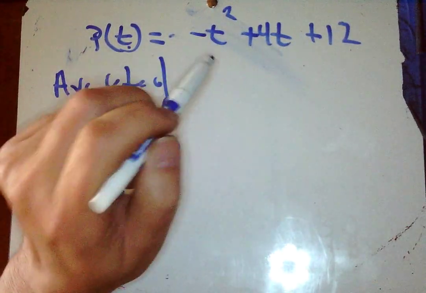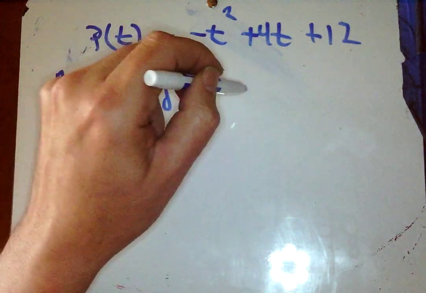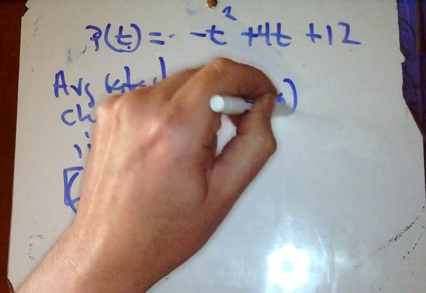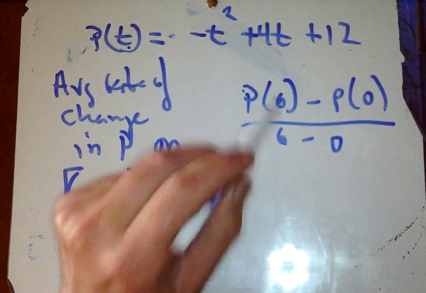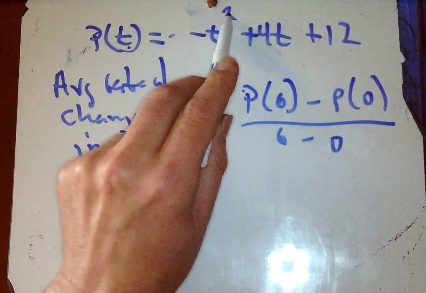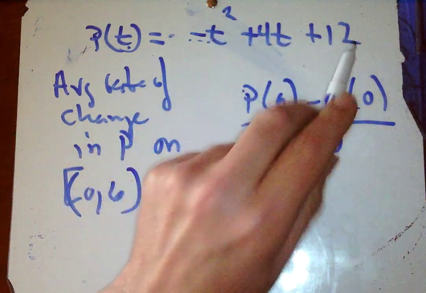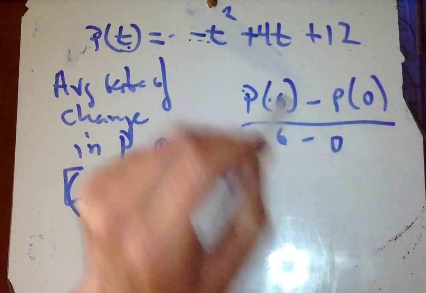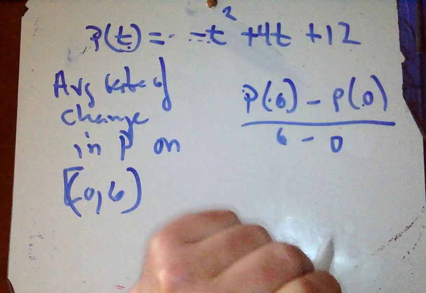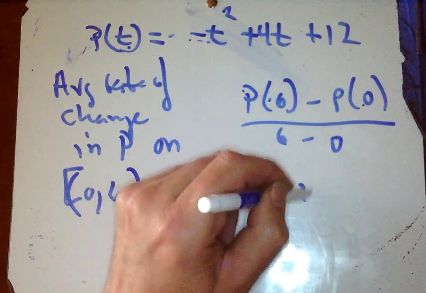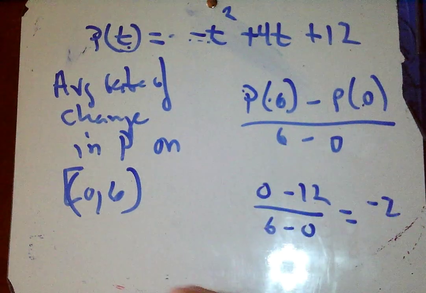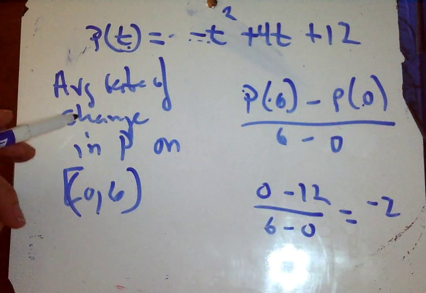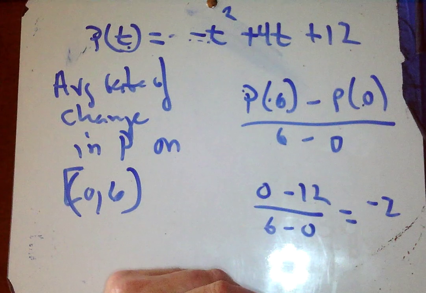The slope of the secant on this graph is going to be p of 6 minus p of 0 over 6 minus 0. If I plug a 6 in here, negative 36 plus 36, I end up with 0. If I plug a 0 in here, I get 12. So 0 minus 12 over 6 minus 0, I get negative 2. So the average rate of change here is negative 2.